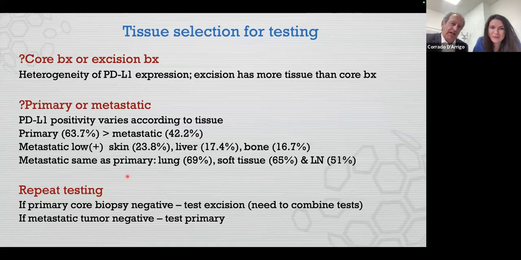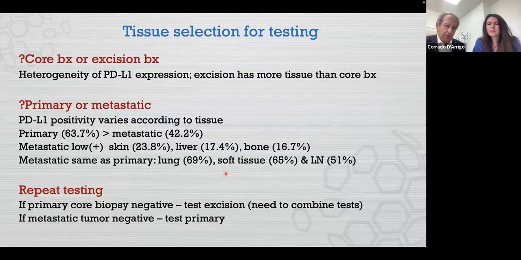When you look at data, it is less likely to have PD-L1 positivity in metastatic tumors at certain sites. For instance, liver, very low PD-L1 positivity, bone, very low, skin, not so high. In general, metastatic sites overall are less positive than primary. But regardless of whether you test the primary or the metastatic, the patient does respond to the drug. So you don't need a PD-L1 positive metastasis to respond.